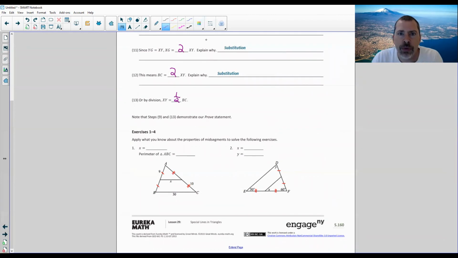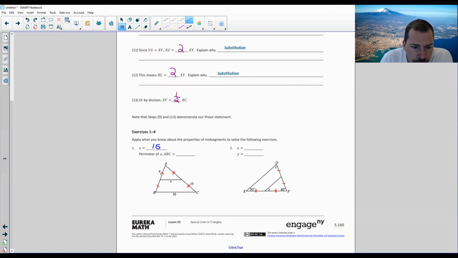So keep in mind that since we have just proved by doing that construction that mid-segments are 1/2 the length of the base that they're parallel to, they are parallel and half. So apply what you know about the properties of a mid-segment to solve the following exercise. If BC is 30 and X is the mid-segment, and the mid-segment's half of the base that it's parallel to, then if that's 30, that is half of it. And what's half of 30? 15.